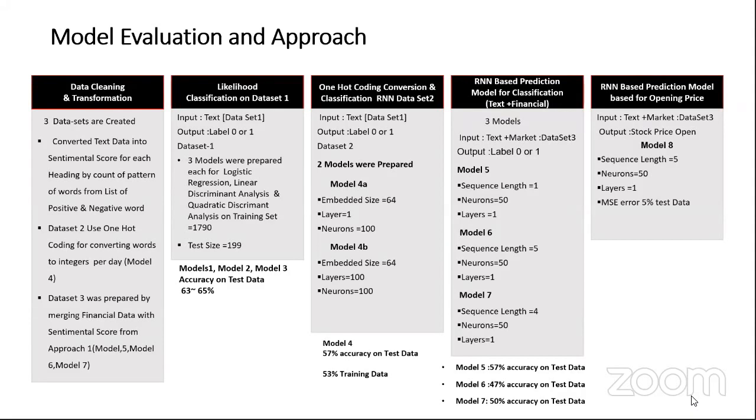Then I had to do model evaluation. So first of all, I tried to do the model evaluation based on likelihood classification and the probability. So I used logistic regression, linear discriminant analysis, and quadratic discriminant analysis. And out of the 1989 total data set size, I divided into 1790 of training data and 199 as the test data. I ran the models, and the model was 65% accurate.